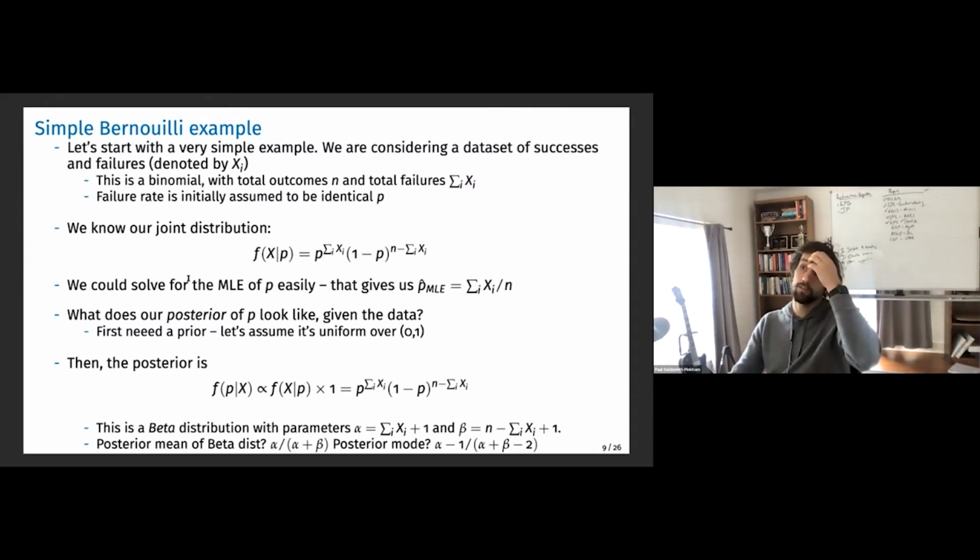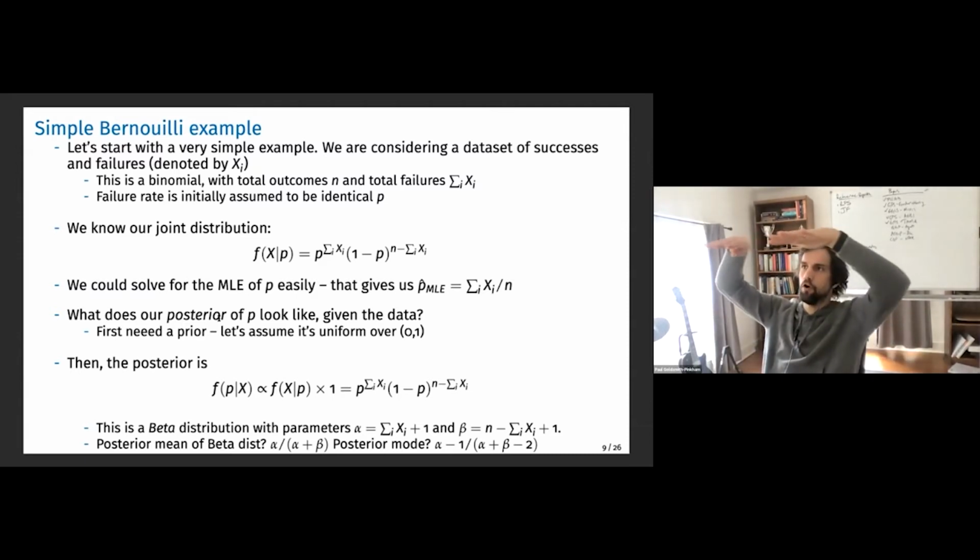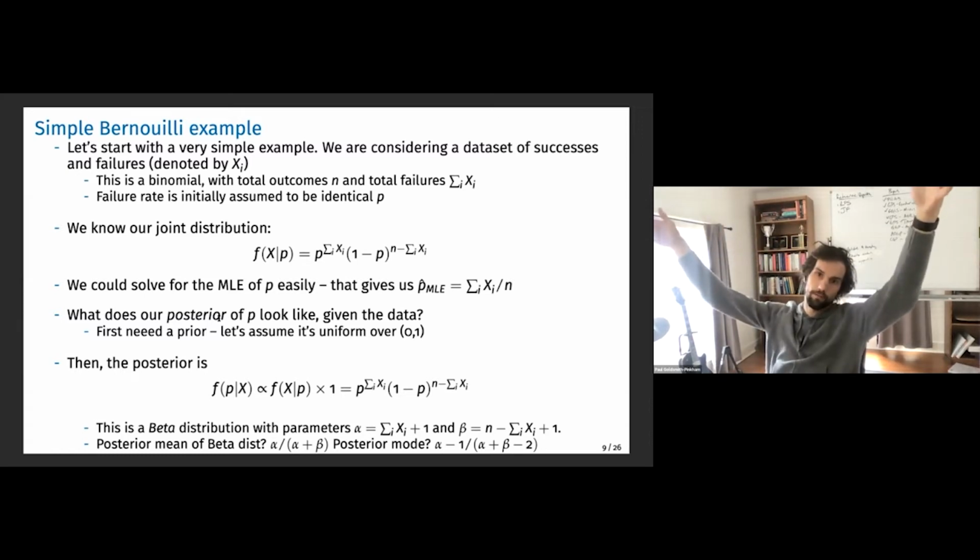Now the question is what we already talked about. This is our likelihood, our joint density of the data. What does our posterior for p look like, given the data? First, what we need is a prior. For starters, just to make this easy and to give you an example where it's trivial, let's assume it's a uniform prior. What does a uniform prior say? It says that I basically have no prior views on what the probability p is, and I think that it could be anywhere between 0 and 1.